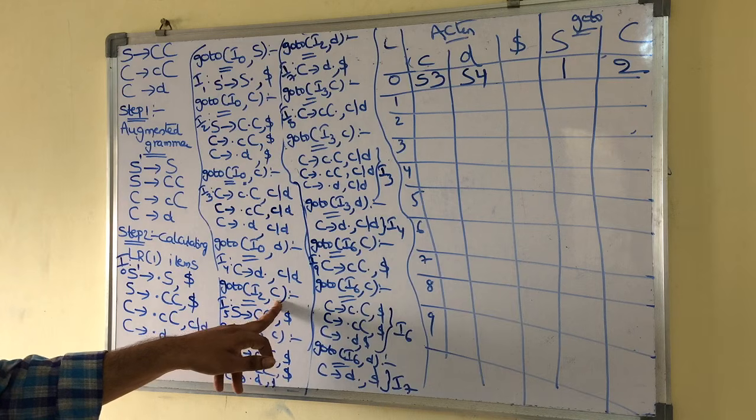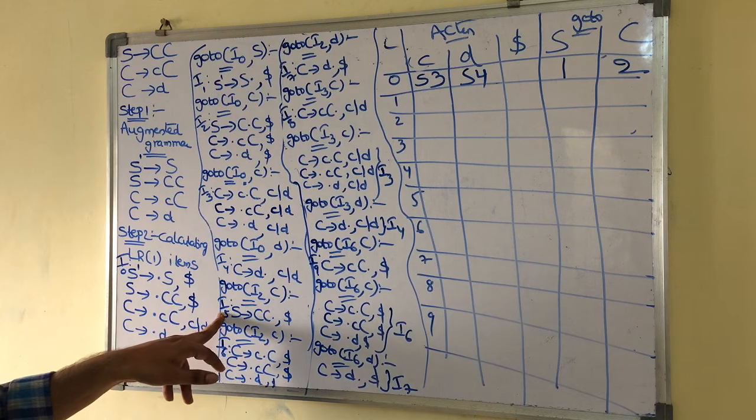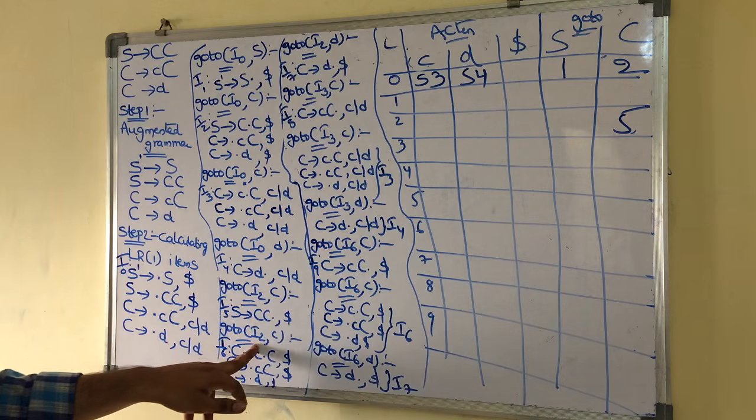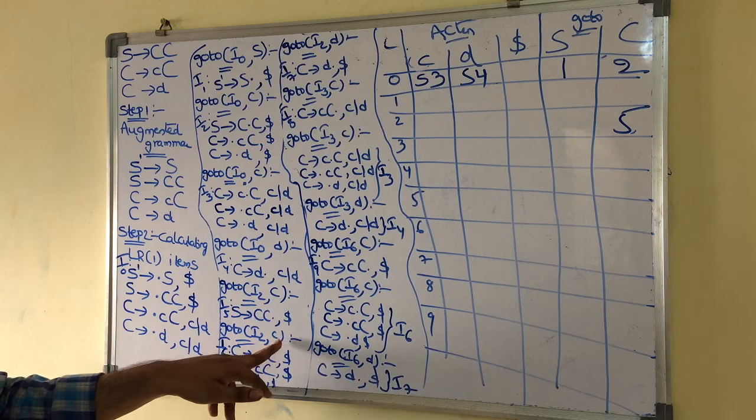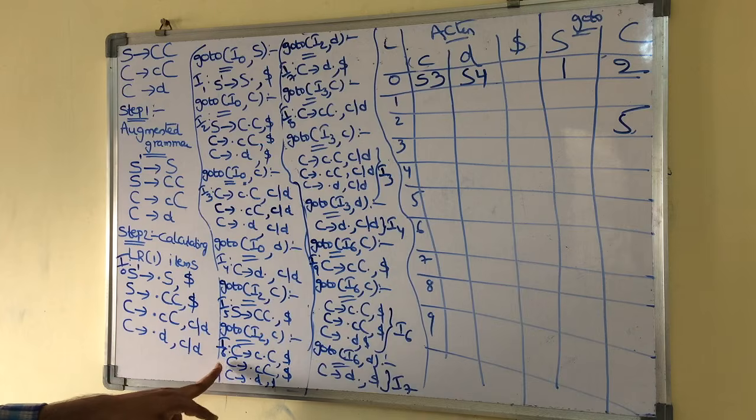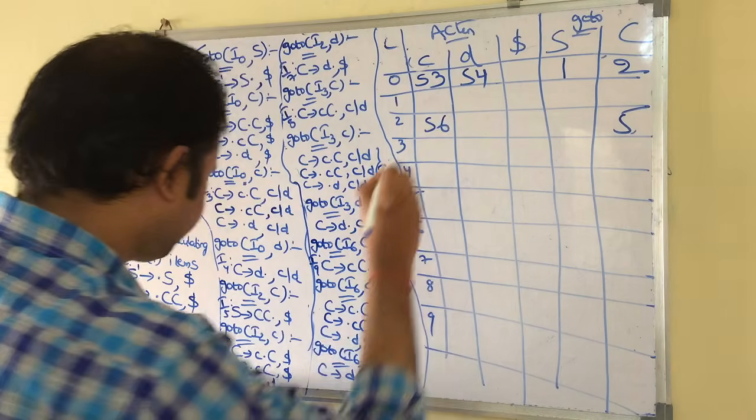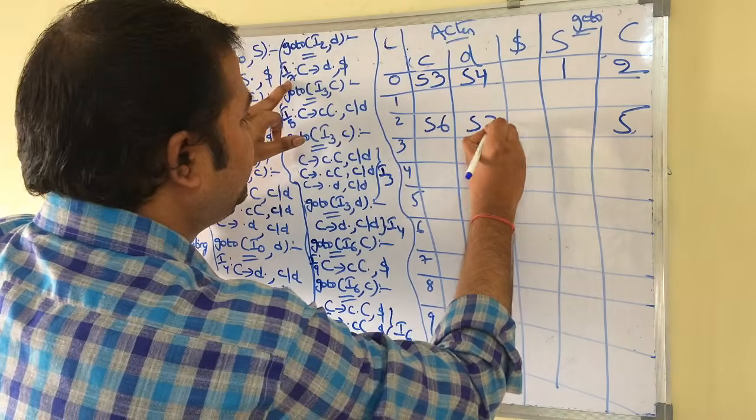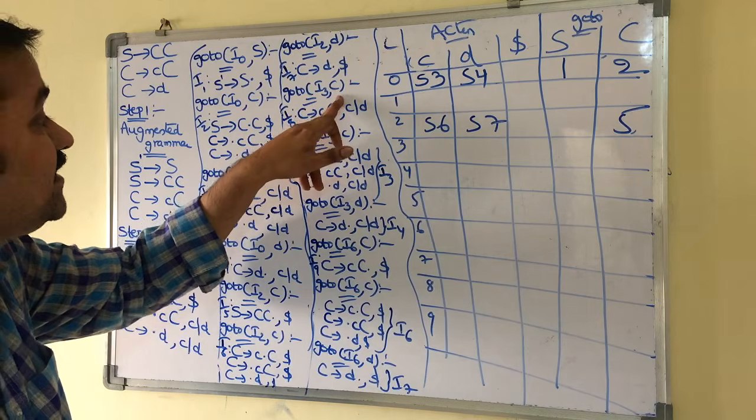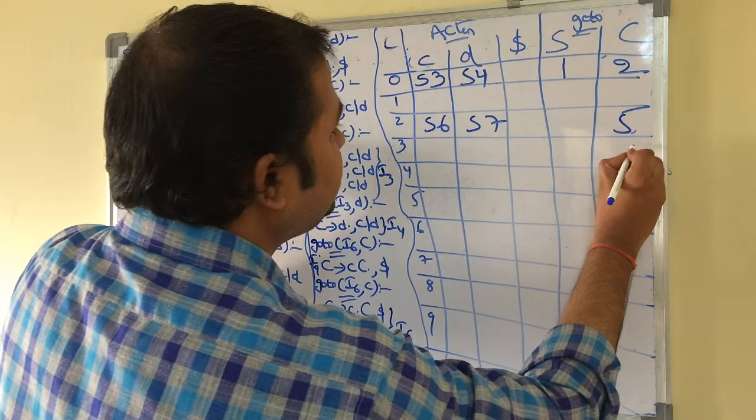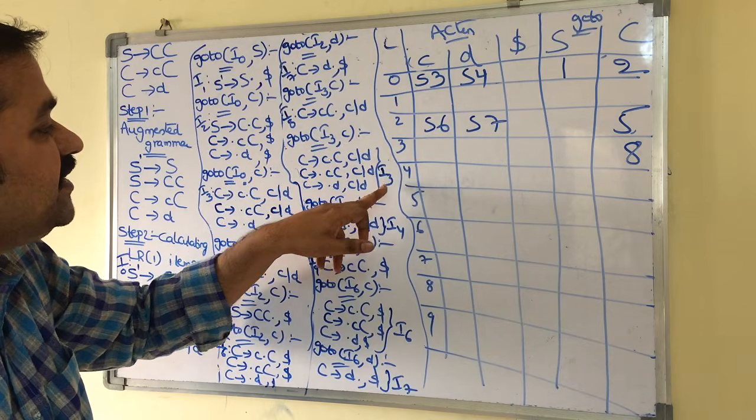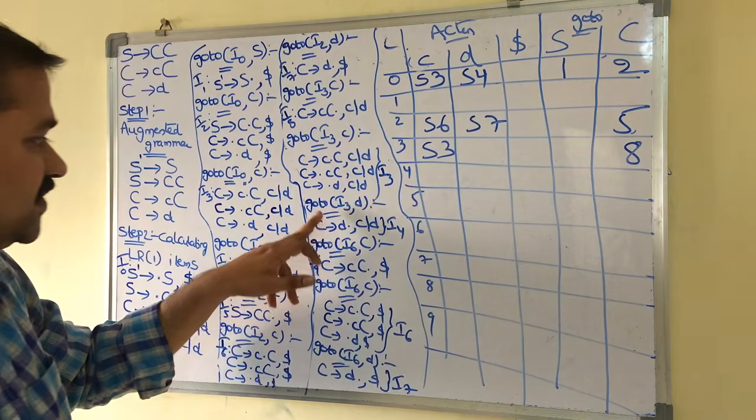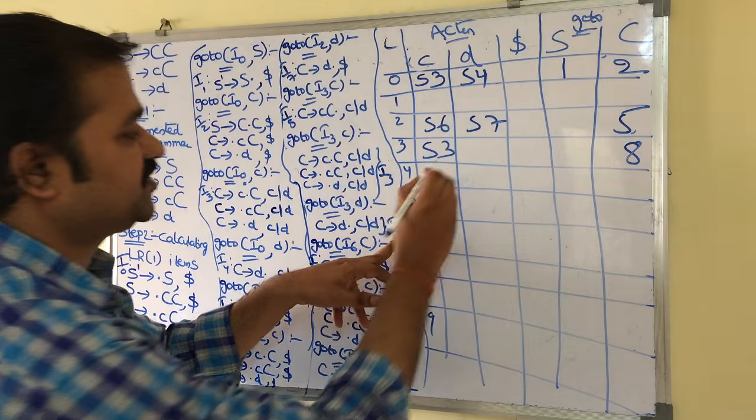Next one, 2 C. This is nothing but capital C. So 2 capital C means 5. Next one, 2 small c means 6. c is a terminal symbol, so we have to perform shift operation. So 2 small c means S6. Next one, 2 small d, it is a terminal symbol, so shift operation. Next, 3 capital C means 8. 3 small c means 3 only, so shift operation, S3. 3 small d means shift operation, S4.